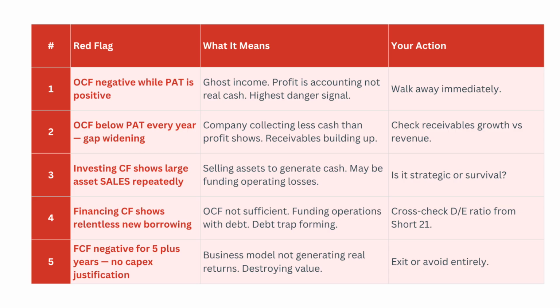Next red flag, number 4: financing cash flow shows relentless new borrowing. What does it mean? OCF is not sufficient, and the company is funding operations with debt, so a debt trap is forming. Your action: cross-check the DE ratio from Short 21.